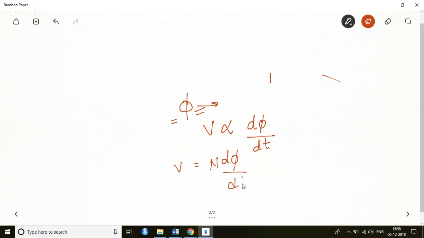Suppose I denote flux by phi. This phi keeps on changing. So V is proportional to the rate of change of flux. Rate of change of flux would be d phi by dt. So V I can write down as n d phi by dt.